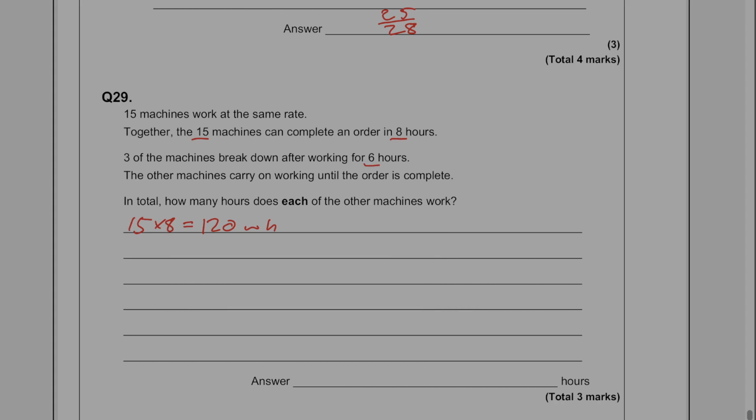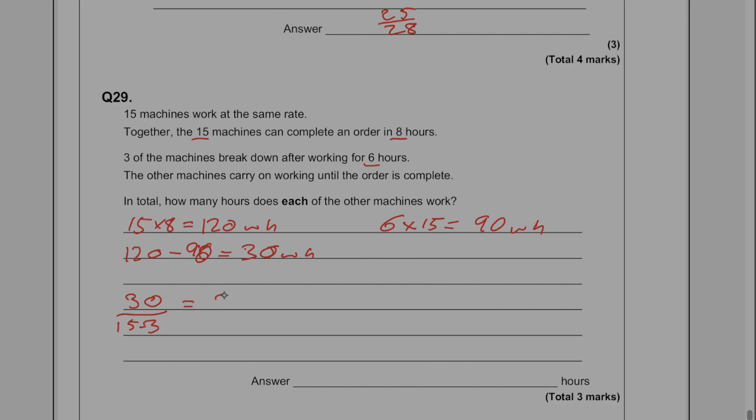All machines work fine for the first 6 hours. So 6 times 15 would give us 90 working hours done, which means 120 minus 90 would give us 30 working hours left to be completed. And now, because of the 3 machines that have broken down, that's going to be split between the ones that are left. So 15 minus 3.